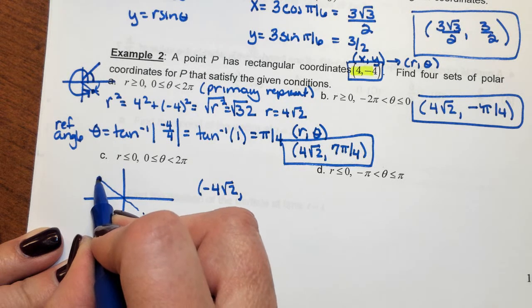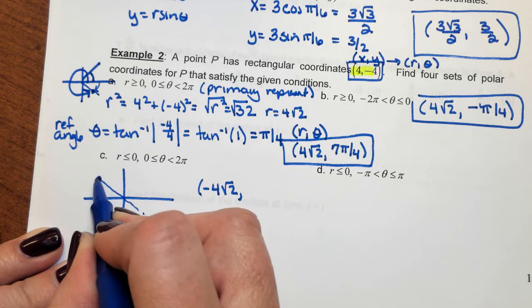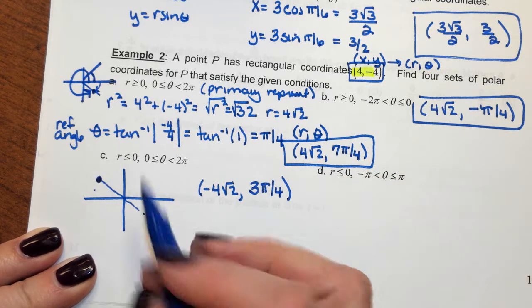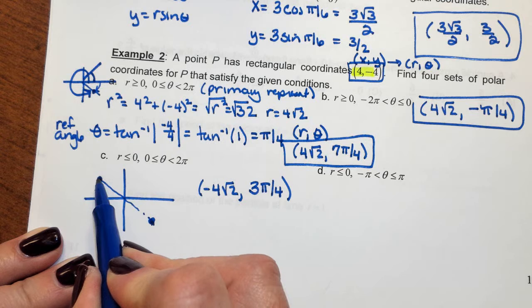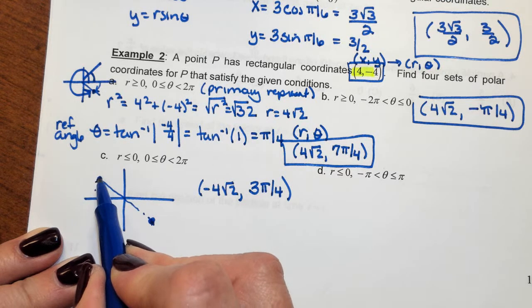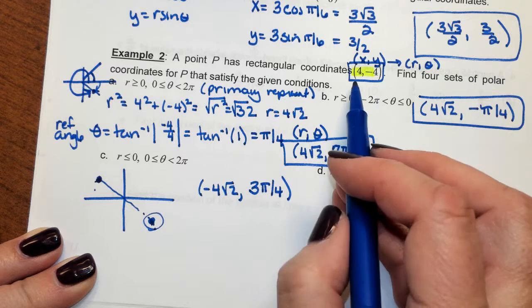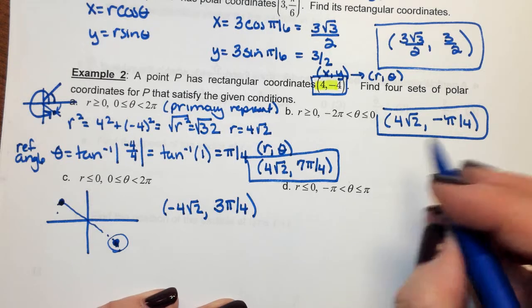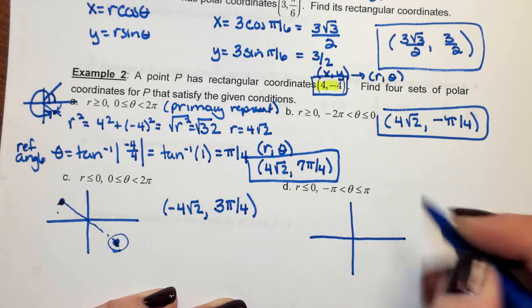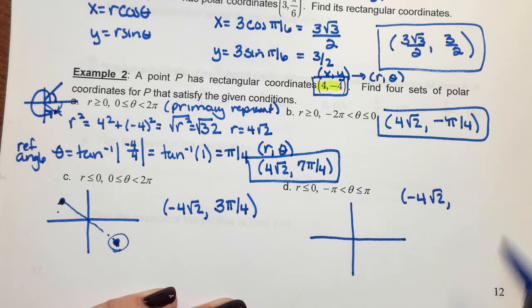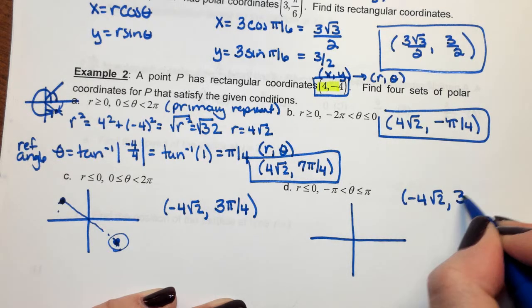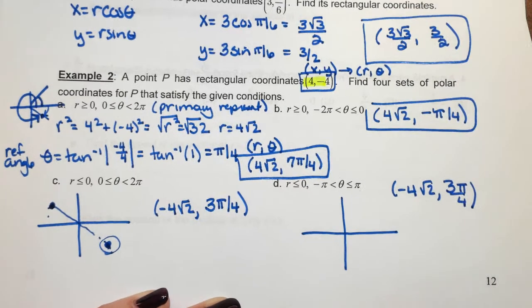So the angle measurement I'm going to have to use for theta, the angle measurement up here in quadrant 2 with a reference angle of pi over 4, is going to be 3 pi over 4. Because at 3 pi over 4, that would put me in quadrant 2, but with a negative r value, that will reflect me down into quadrant 4, which is where my point is located. So again, r is less than 0, and I have an angle from -pi to pi. So again, I know it's going to be -4 square root 2. And again, like I said, an angle measurement between -pi and pi would be 3 pi over 4. But there's an infinite number of ways you can describe the location of a point in polar.